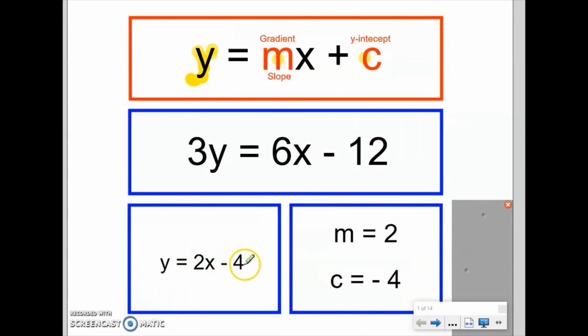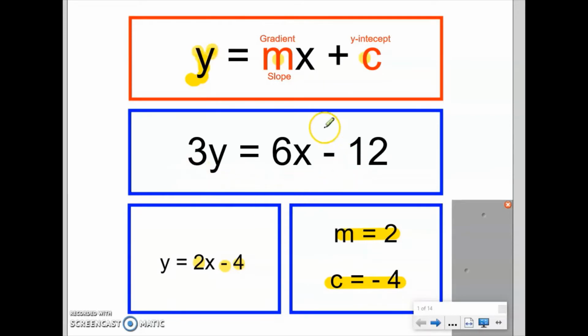y equals 2x minus 4. Now it's a lot easier to select my gradient, which is this number here, the coefficient of x, the number in front of the x. That is my gradient. And remember, we represent gradient with an m. And my y-intercept is negative 4. And remember, we represent the y-intercept with the constant c.